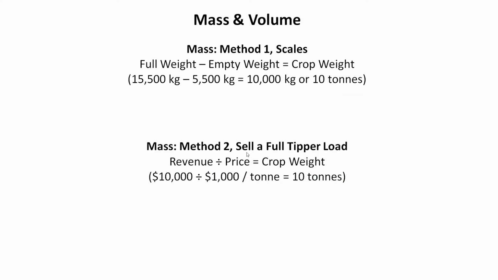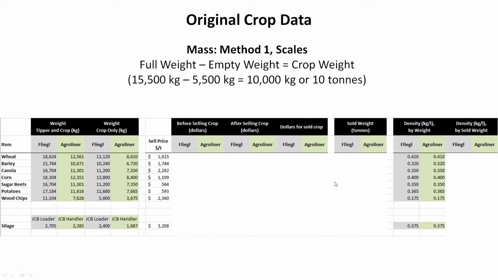Mass method 2, we sell a full tipper load. The revenue, or the amount of money we make, divided by the price of the particular crop will give us the crop weight. So an example is, we make $10,000 for selling a full tipper load of something. The price for that something is $1,000 per ton, so we must have sold 10 tons. Great, let's get into this.